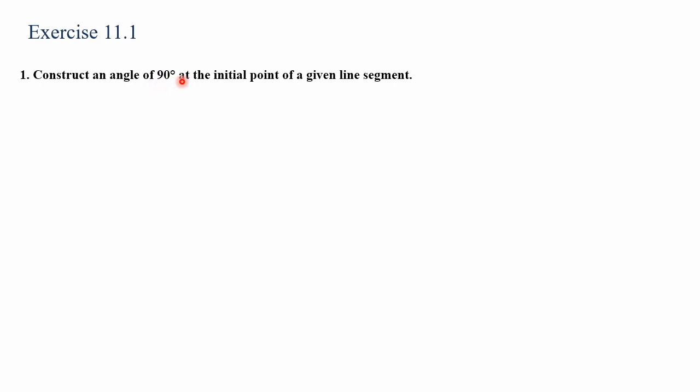Construct an angle of 90 degree at the initial point of a given line segment. So we have to draw an angle of 90 degree at the initial point of a given line segment. So let's draw a line segment and let's mark it as OA. And we have to construct an angle of 90 degree at the initial point. Means initial point in the sense we can take this point as the initial point. So we have to draw 90 degree through this O.